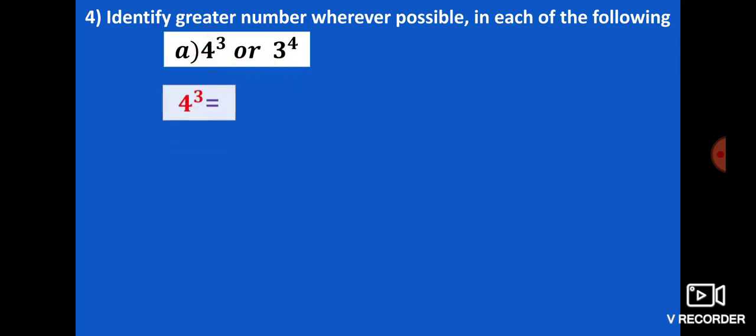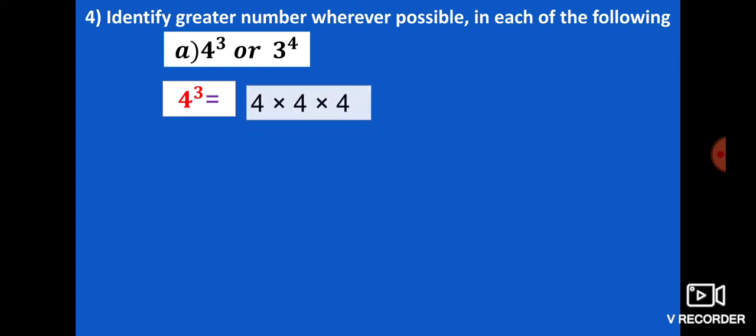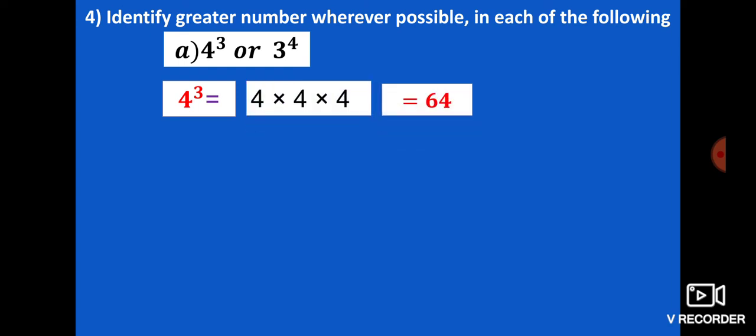Next, identify the greater number wherever possible in each of the following. 4 cube or 3 raised to 4. We don't know which is greater, so we find the answer of each one. 4 cube means 4 into 4 into 4. 4 into 4 into 4 is 64.